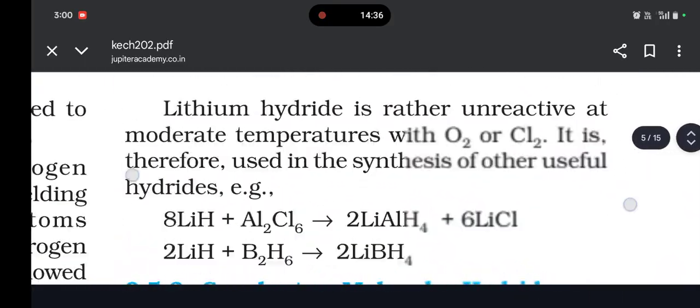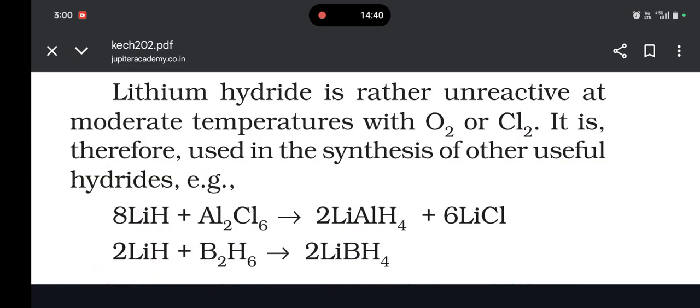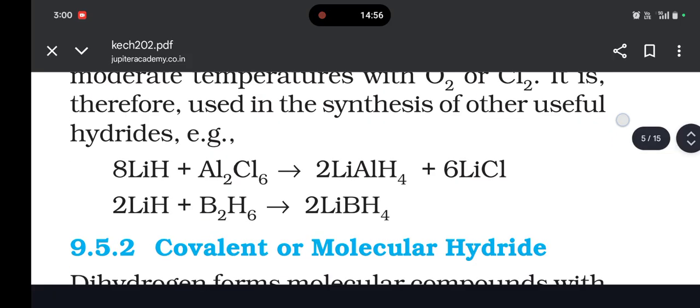Lithium hydride is rather unreactive at moderate temperature with O2 or chlorine. It is therefore used in the synthesis of other useful hydrides. Example, 8LiH plus Al2Cl6 gives 2LiAlH4 (lithium aluminium hydride) plus 6LiCl. 2LiH plus B2H6 gives 2LiBH4.